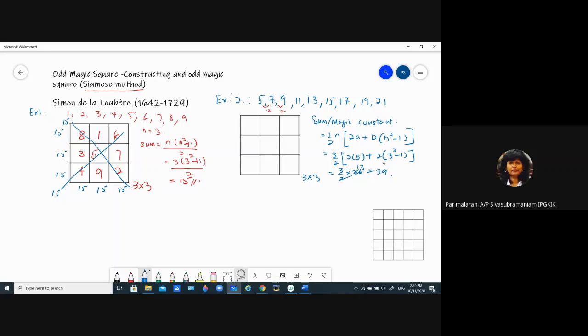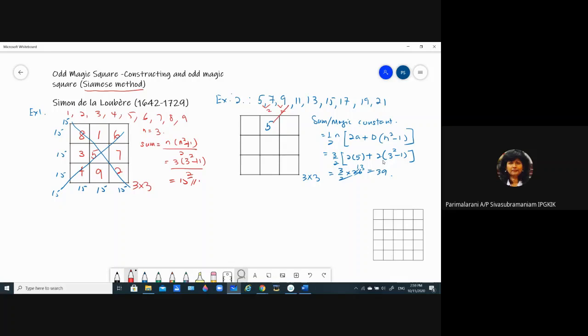Okay, so we are going to use the Siamese method to put these numbers inside here. I'm going to start with the first row. First number goes in the first row, middle square. So 5 goes here. After this, we are going to move to the right and to the top. We're going to move diagonally to the right and to the top. That means from 5, we are going to move up here.